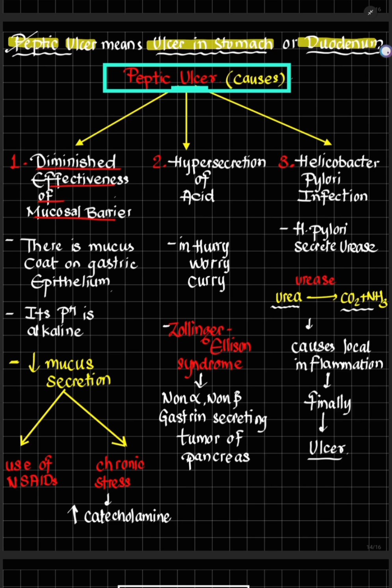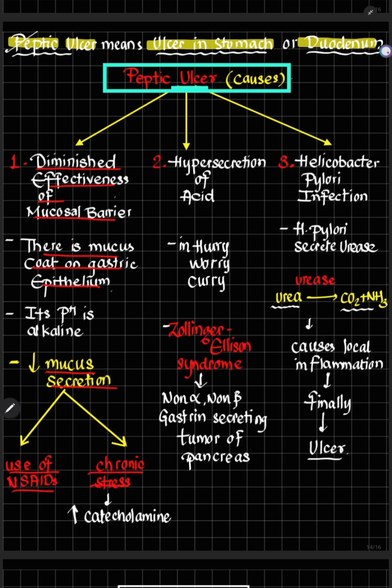So why may it occur? There is a mucus coat on the gastric epithelium of the stomach, whose pH is alkaline. When the mucus secretion decreases, the effectiveness of the mucosal barrier decreases. The decrease in mucus secretion may be due to the chronic use of NSAIDs and chronic stress.